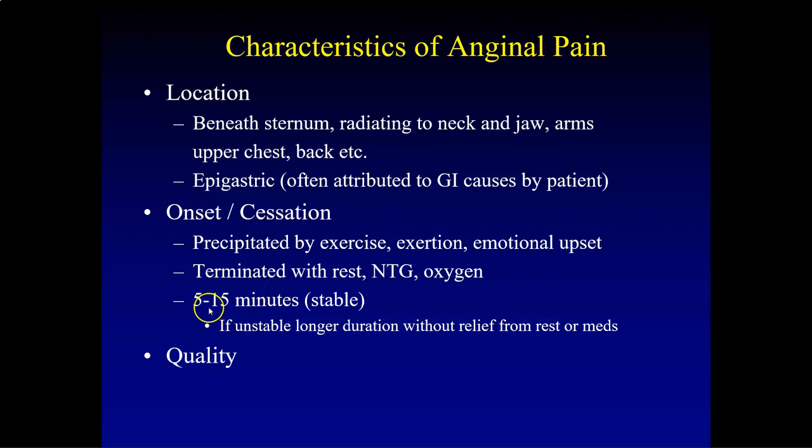Let's talk about stable. Stable is the predictable one. If it's unstable, let's say we sat down, we're resting, we've taken nitro, and most people don't have oxygen available, so we're going to leave that off to the side. But if we've rested and the patient took nitro and they're not finding relief, we have what's known as unstable angina, and there is an increased degree of concern here.